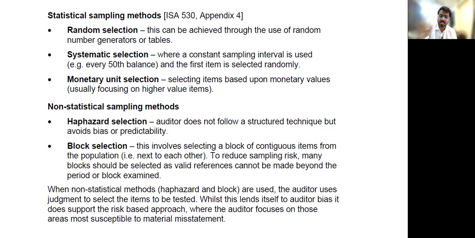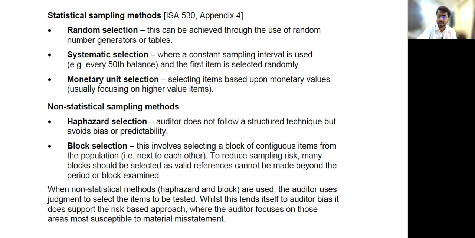So remember, you can see an example of monetary unit selection from your study text. They've given you a detailed example of what you mean by every $100th being selected or every 150th dollar being selected, and what the meaning of that is. So you can look at your study text for a detailed example. So under statistical, there are 3: random selection, systematic selection, monetary unit selection.